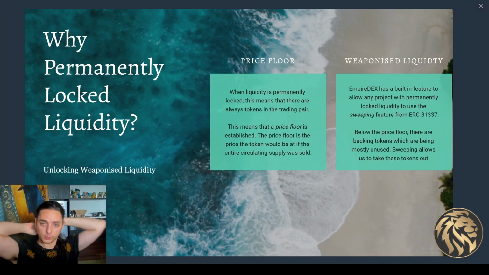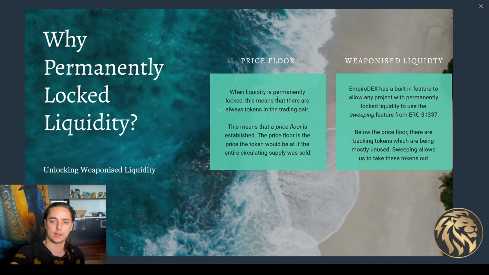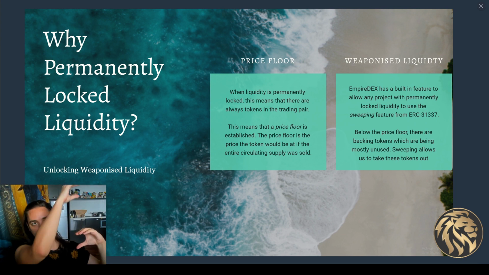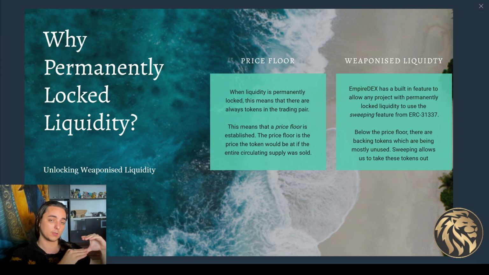So, why permanently lock liquidity? Well, first of all, it establishes something called a price floor. When you have permanently locked liquidity, you will always have liquidity to trade against. So there's a theoretical limit called the price floor, which is the absolute lowest price the token can go. If you imagine everyone sells, there's still liquidity tokens below that price floor that just cannot be accessed because no one has tokens to sell to access them.